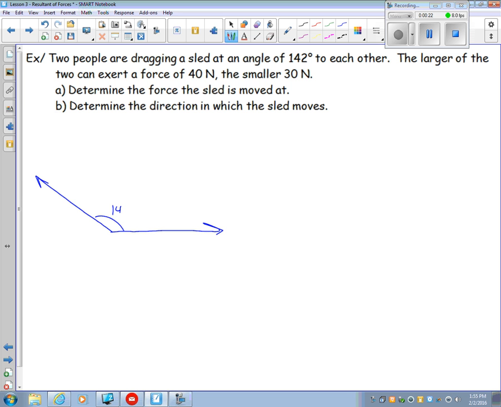We know that's 142. Okay, the larger can exert 40 newtons force, and the smaller, a little bit weaker, is only 30 newtons force. Okay, I want to know the force at which the sled is being moved. Now remember, we have to add things together to make a resultant. So I have to take my parallelogram idea, tail to tail, and figure out where the heads are going to meet. In that case, it'd be going from here up to there, right? That's where the sled actually would be moving, slightly more towards the 40 Newton force than the 30 Newton force.